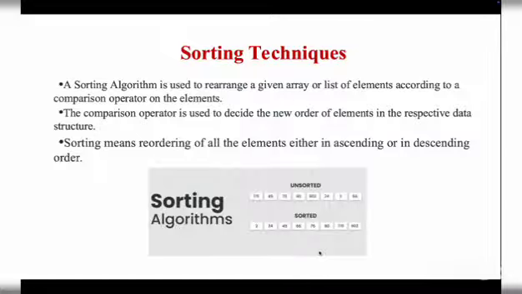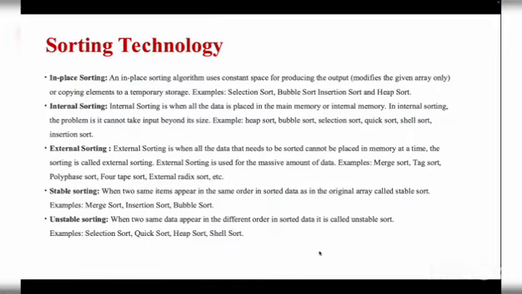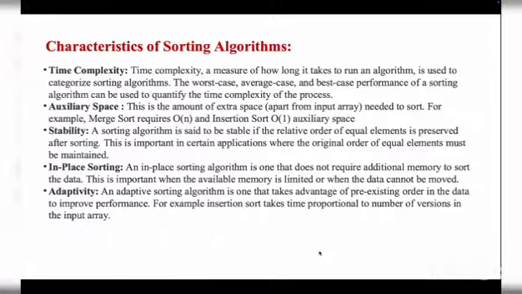Here is shown an unsorted list of elements and a sorted list of elements. That is for the basic understanding, the arrangement of elements in ascending order. And we have various categories used in sorting techniques. Okay, we'll see them one by one. The first is in place sorting, the second internal sorting, then we have external sorting, and we have stable sorting and unstable sorting.